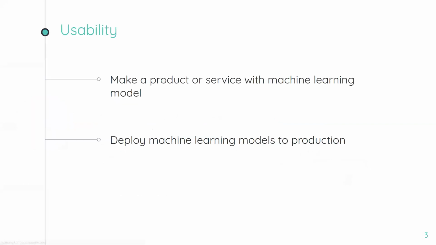The first thing to understand in this talk is what usability means in this sense. Usability means creating a product for your machine learning model. You have a model you built already, for instance a classification model or an object detection model, and you want to make a product with it. Or in the technical world, how you deploy your machine learning model to production. That's what I'm going to be talking about today.